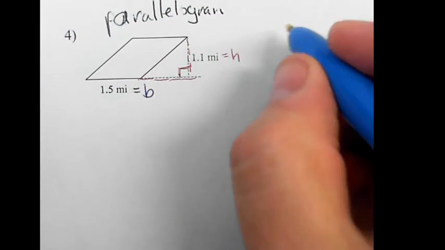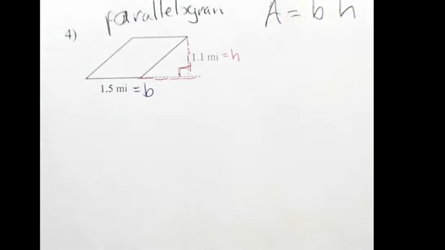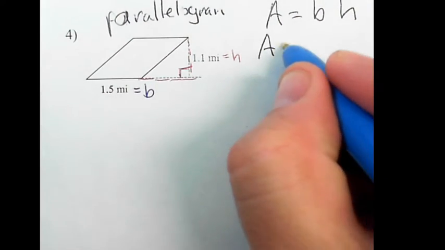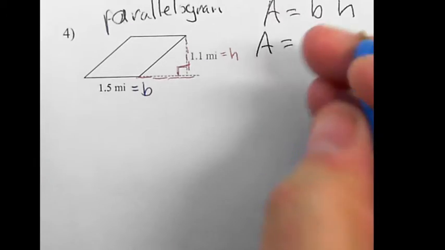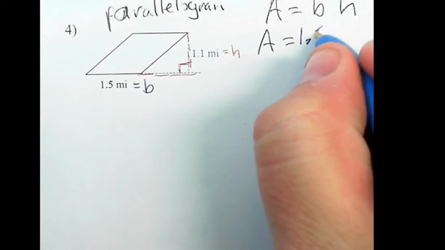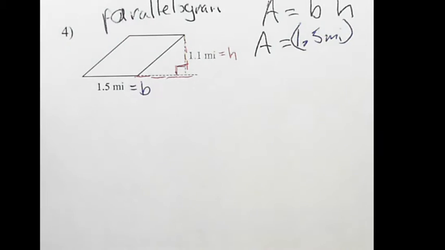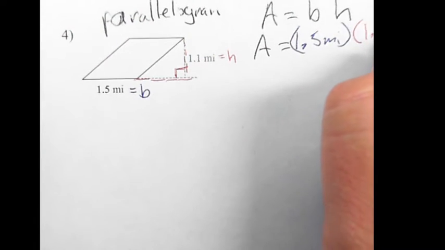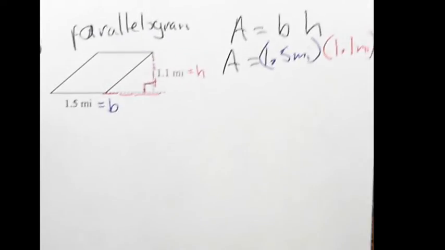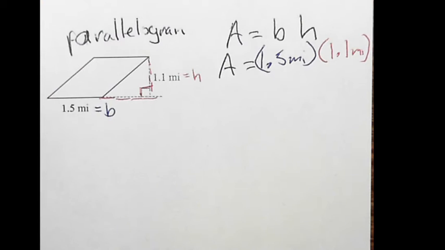So if I plug this in, the area is equal to the base times the height. So my area would be equal to the base, which would be 1.5 miles, times the altitude height, which would be 1.1 miles as well. Okay, sorry, that kind of fell off the screen there.